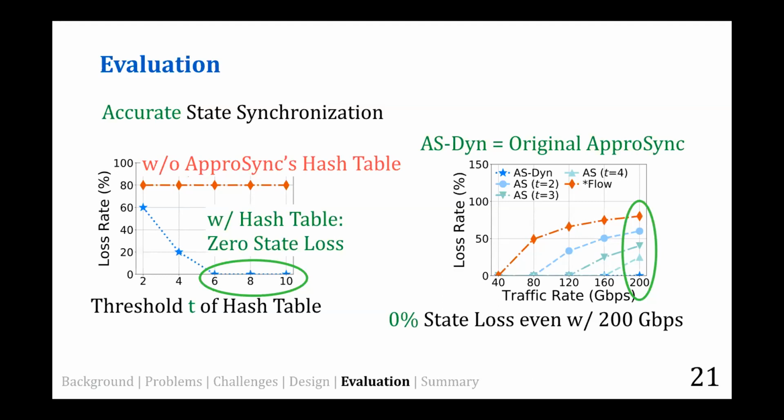Note that here we vary the threshold T of hash table to study the impact of ApproSync. Indeed, our design of ApproSync will adaptively tune the threshold T with respect to the real-time traffic rate. It guarantees that no state loss will happen at runtime. For example, as shown in the right figure, even if we inject traffic at 200 gigabits per second, ApproSync ensures that no state loss will happen.